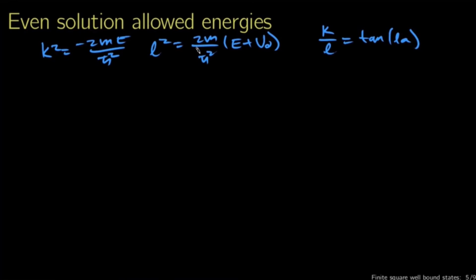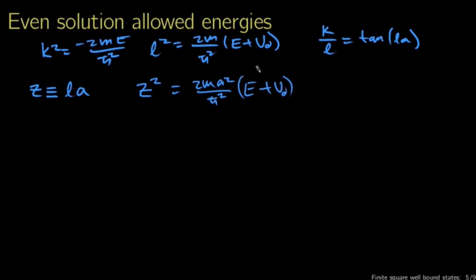If you make some additional definitions, you can actually make some nice transformations. The first definition is that I'm going to call z LA, the argument of my tangent here. I'm going to call it z. If I substitute in the definitions of L in this expression, z squared is equal to 2ma squared over h bar squared (E plus V naught). Where, keep in mind, E here is a negative number that has smaller magnitude than V naught.